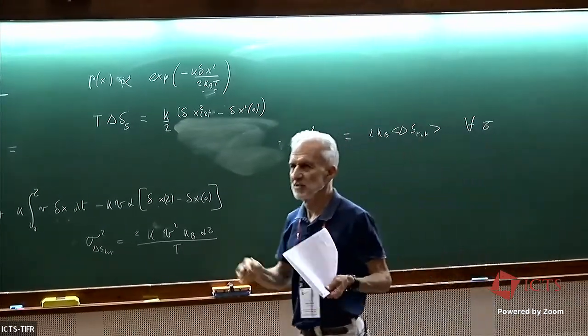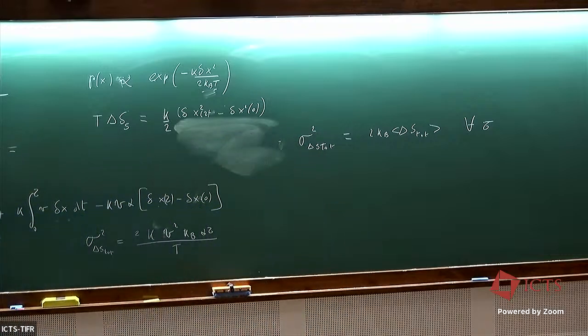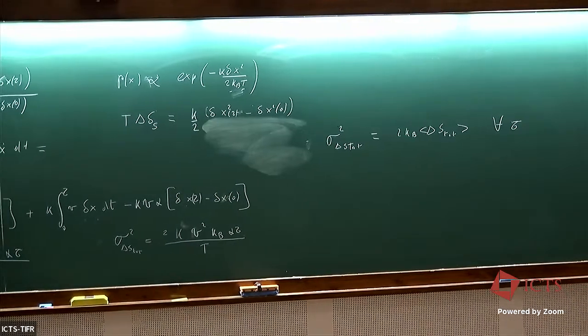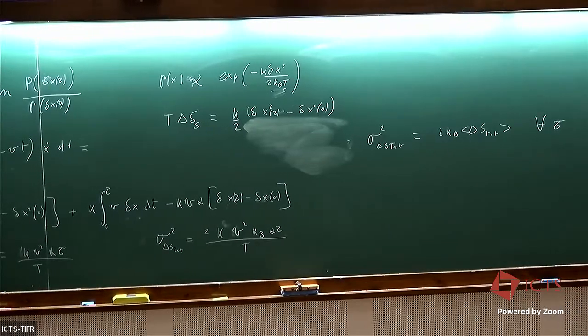So this is a practical example of the effect of adding the trajectory dependent entropy to the standard entropy, which actually allows us to have a fluctuation theorem for this quantity that is not asymptotic, but is true for any length of the interval. Okay? Questions? Okay, so let me continue.